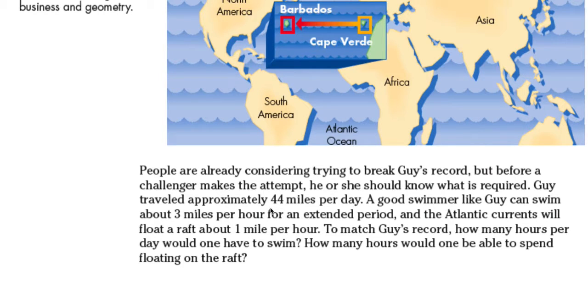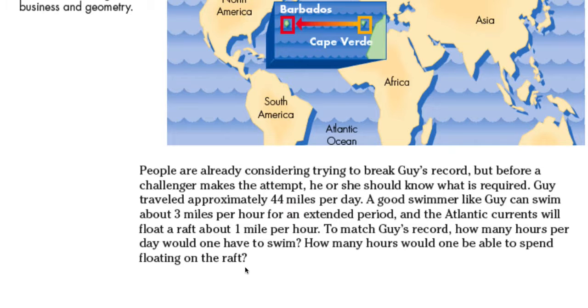Guy traveled approximately 44 miles per day. A good swimmer like Guy can swim about 3 miles per hour for an extended period, and the Atlantic currents will float a raft for about 1 mile per hour. To match Guy's record, how many hours per day would one have to swim? And how many hours would one be able to spend floating on the raft?